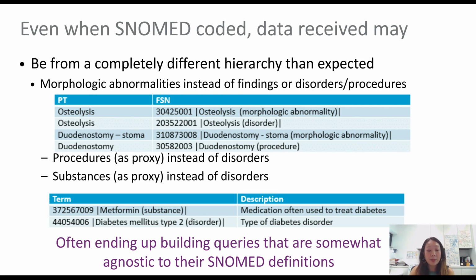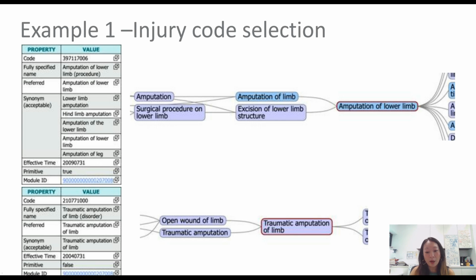They may also be allowed to pick procedures as proxy instead of disorders, or substances as proxies instead of disorders. So you may find concepts that are substances as a proxy for a disease. So you often end up building queries that are somewhat agnostic to their SNOMED definitions and more tailored to what a user behavior might be.